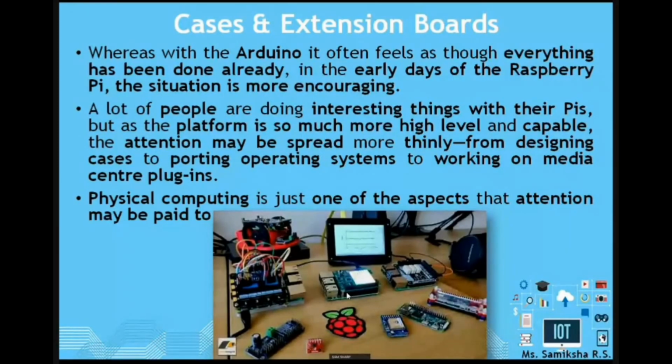So like in Arduino, they were only focusing on physical computing. Therefore, all the different boards were built. Why? With the motive of having physical computing. But in Raspberry Pi, this is not the only motive. Physical computing is just one aspect. But apart from physical computing, people also came up with the solutions. How can we have operating systems ported? How can we have media center plugins that can be implemented?